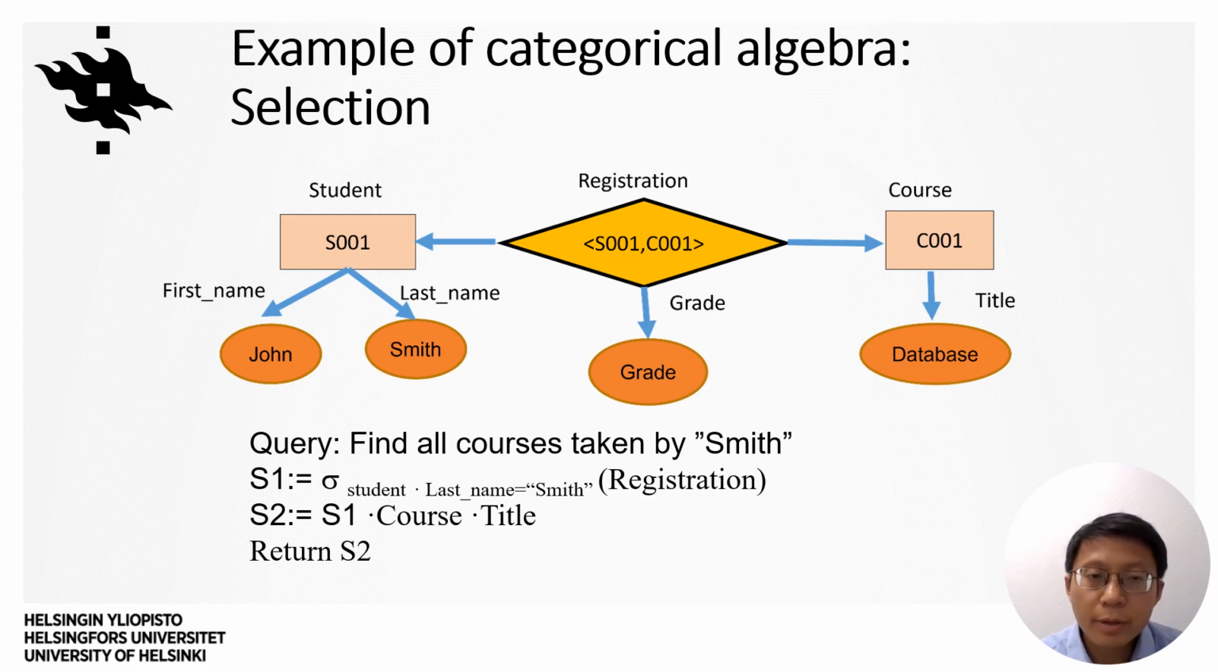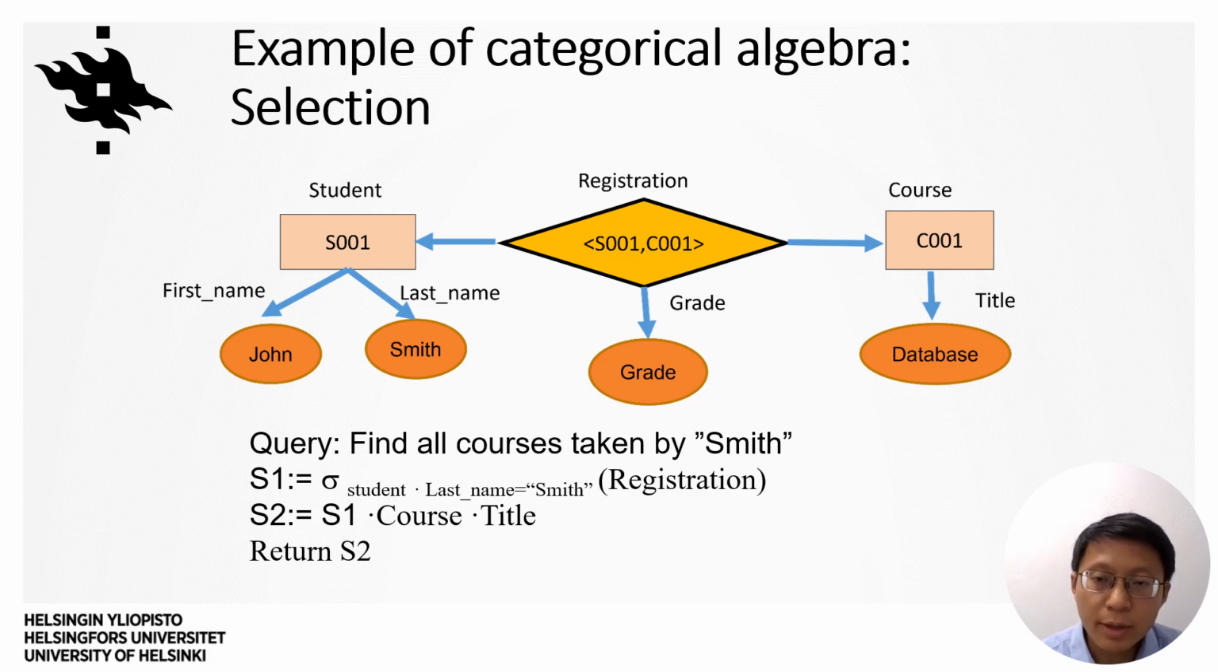Consider the previous example of this category, which describes information about the student course registration. Then we are given a query: find all the courses taken by Smith. In order to answer this query, we can use these two operators defined by the categorical algebra.